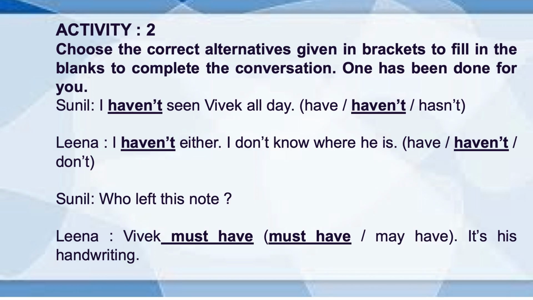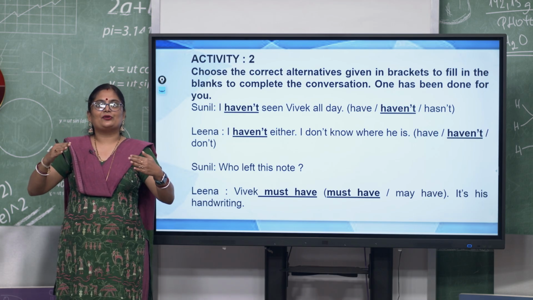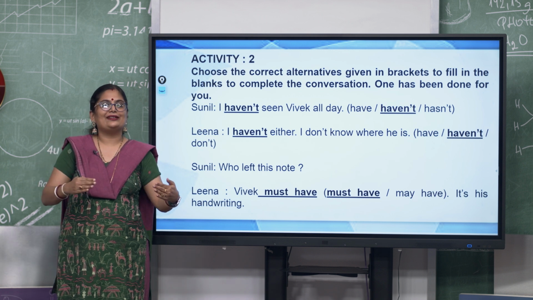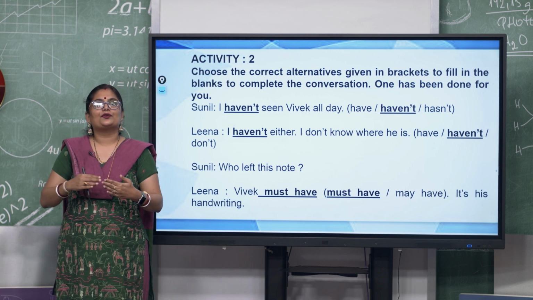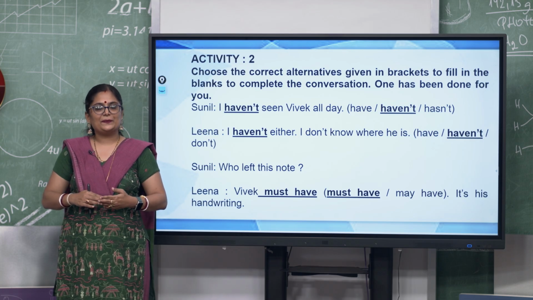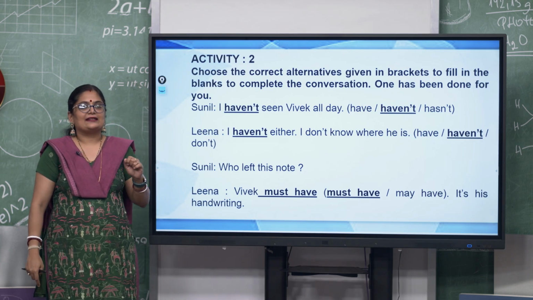Now, come to activity number 2. What does it say? We have to choose the correct alternative given in the brackets to fill in the blanks and to complete the conversation. One has been done. In fact, I have done everything for you. All of these sentences are supposed to be given to you and you will have to complete the conversation by spotting out the correct answer. But since in this particular episode we are here to guide you through this, I have given you correct answers for each alternative. Okay?